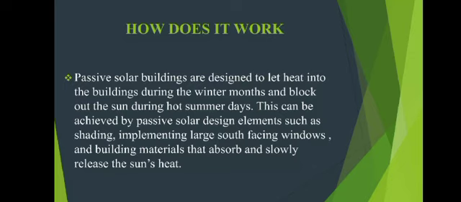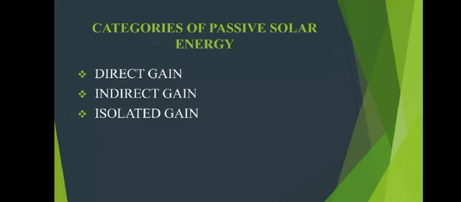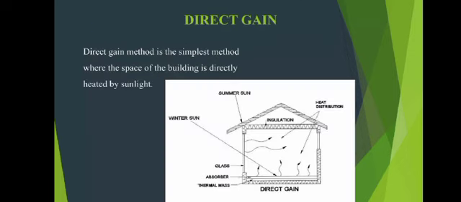How does it work? Passive solar buildings are designed to let heat into the buildings during the winter months and block out the sun during hot summer days. This can be achieved by passive solar design elements such as shading, implementing large south-facing windows, and building materials that absorb and slowly release the sun's heat. Categories of passive solar energy: direct gain, indirect gain, and isolated gain.